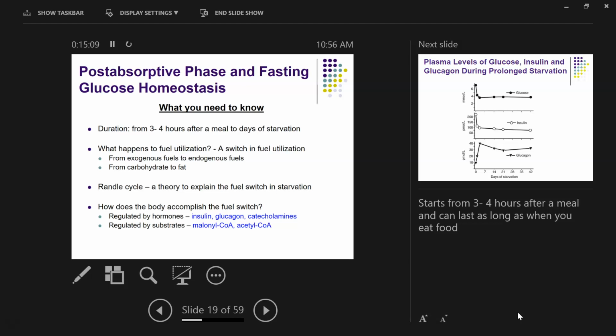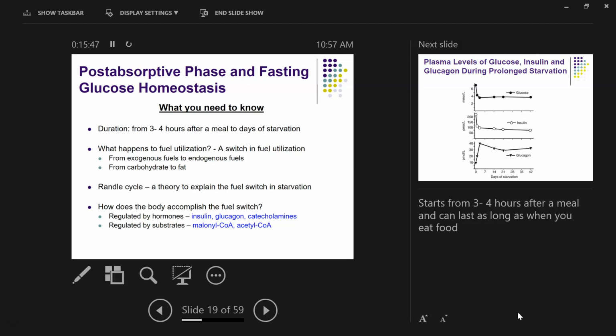And the last thing that you need to know during the post-absorptive phase is how the body accomplishes the fuel switch, right? We need to switch fuel. For example, during fasting, the exogenous or dietary sources of energy are no longer available, so we need to switch to utilizing stored energy. So how can our body do this, right?